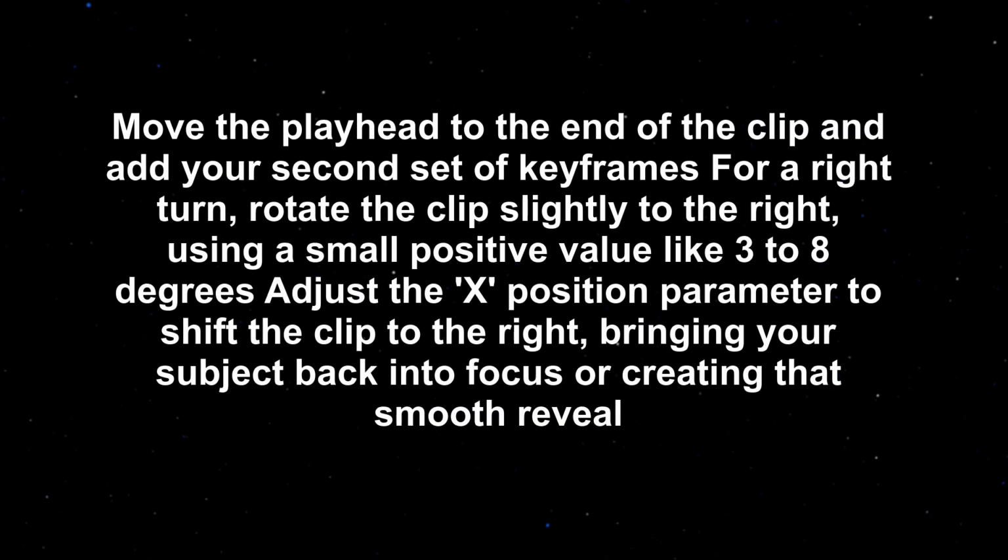Move the playhead to the end of the clip and add your second set of keyframes for a right turn. Rotate the clip slightly to the right, using a small positive value like 3 to 8 degrees. Adjust the X position parameter to shift the clip to the right, bringing your subject back into focus or creating that smooth reveal.